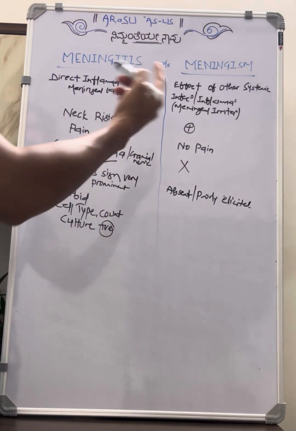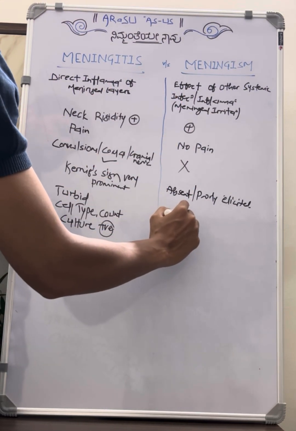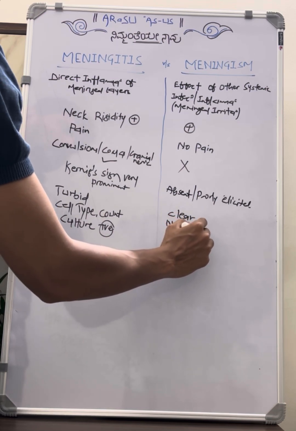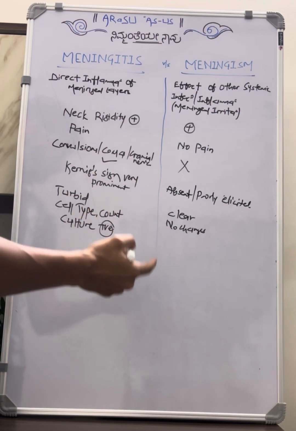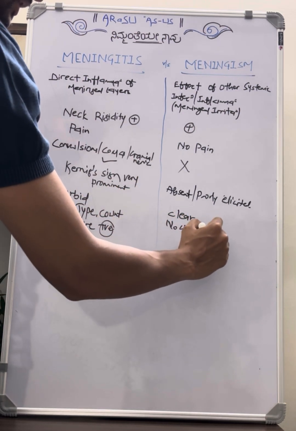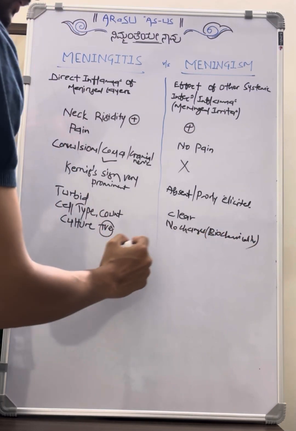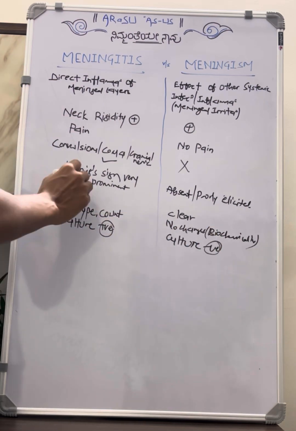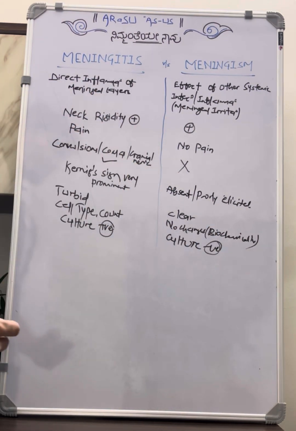Whereas if we consider CSF analysis in meningism, the CSF will always be clear, and there are no changes in the composition of the CSF in terms of cell count, cell type, glucose or protein. No changes biochemically. And culture, obviously, will be negative. So these are the differences in evaluation of the neck rigidity.